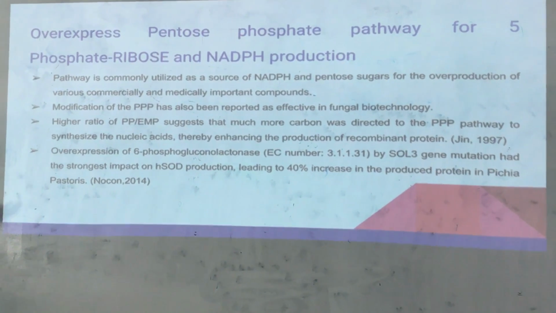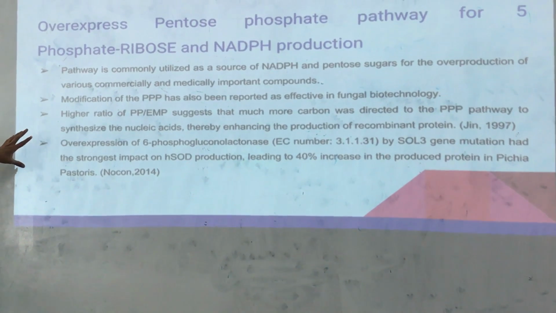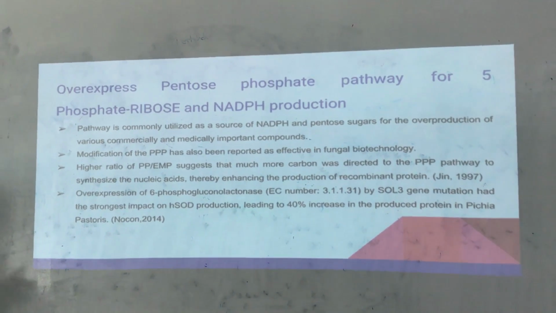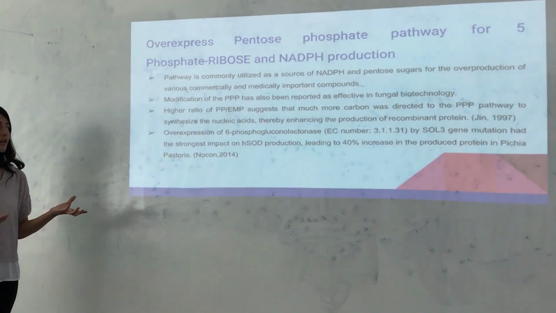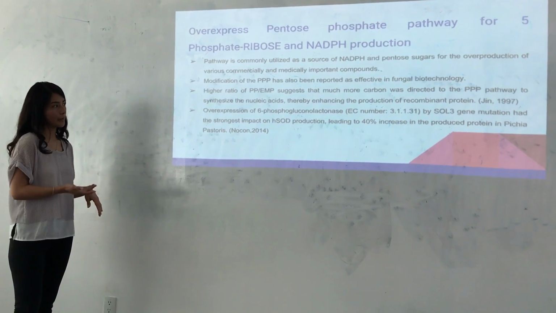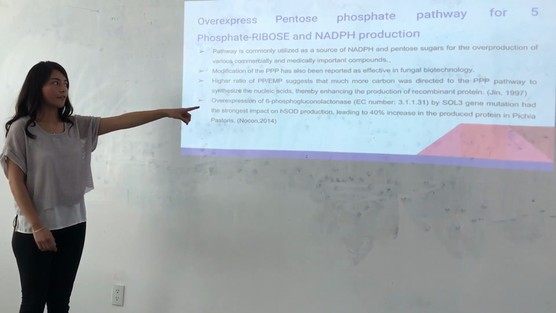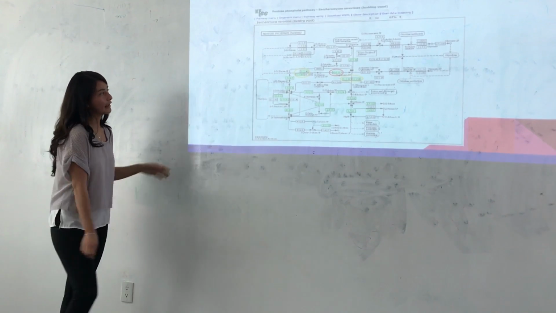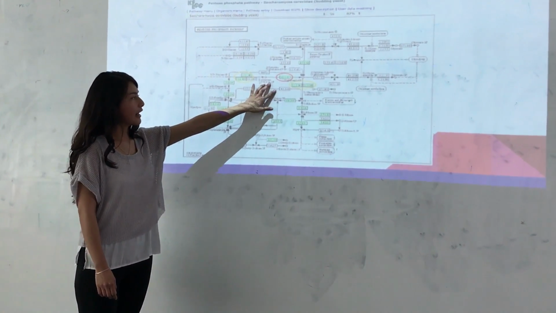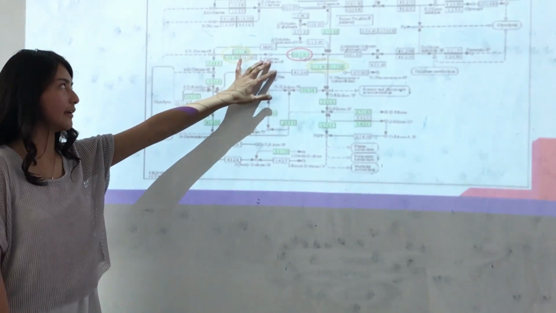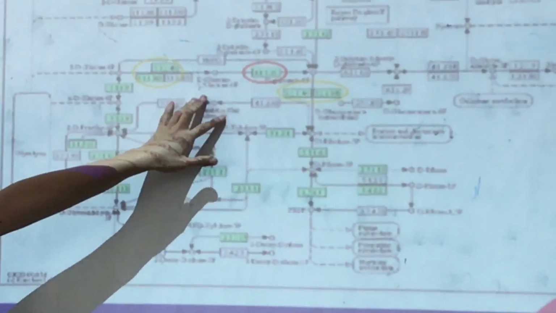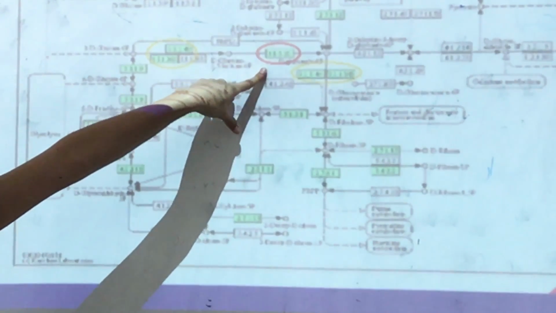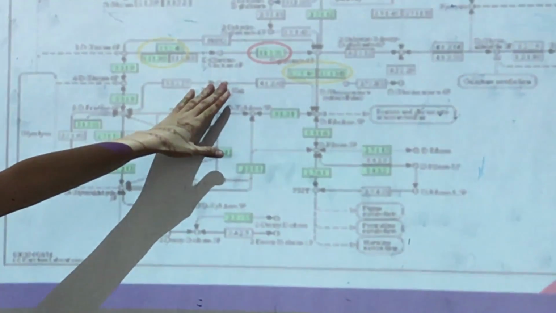Also, we're going to achieve this by the overexpression of 6-phosphogluconolactonase and by the SOL3 gene, and this has been reported as the most effective gene for the overexpressed pentose phosphate pathway, and this has achieved a 40% increase in the production of recombinant proteins. And here we have, these yellow ones are enzymes proposed as possible targets to overexpress and to increase the activity in the pentose phosphate pathway, but the red one is the most effective reported in literature.